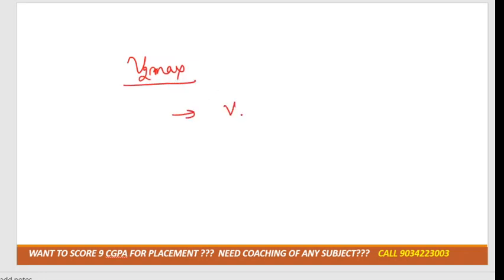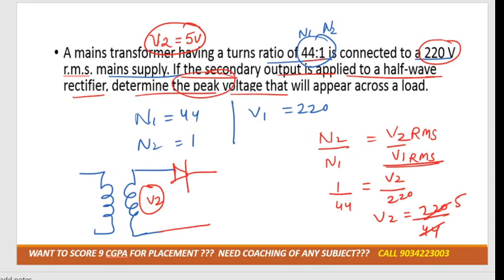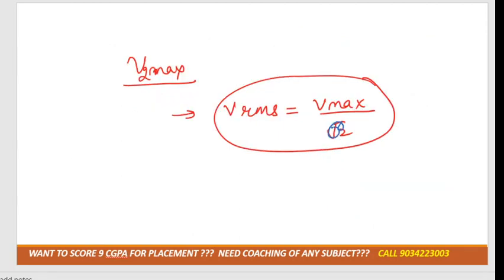So as you know the formula, that is vrms is equal to v max by root 2. Okay, this is the relation, but they have said for the half wave rectifier, right? For the half wave rectifier the relation is vmax by 2. For the full wave it is vmax by root 2. For the half wave it is vmax by 2.